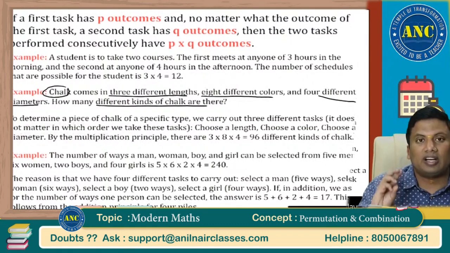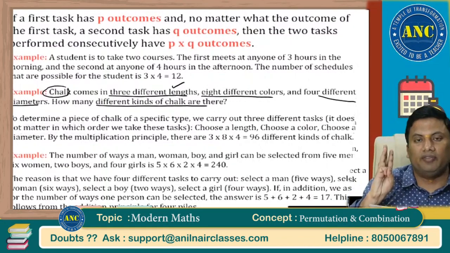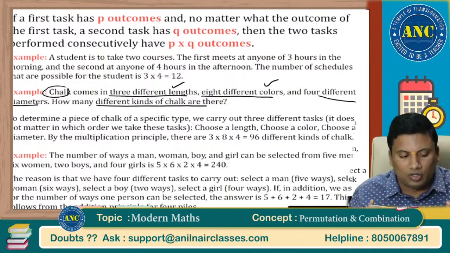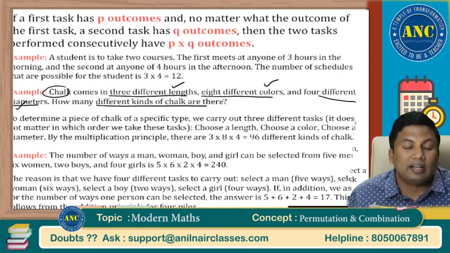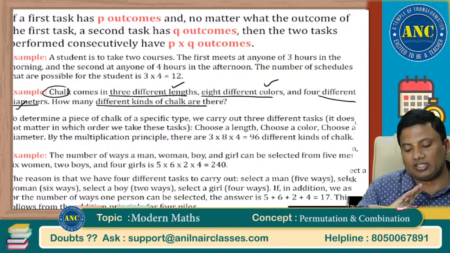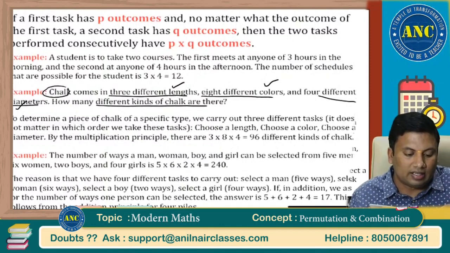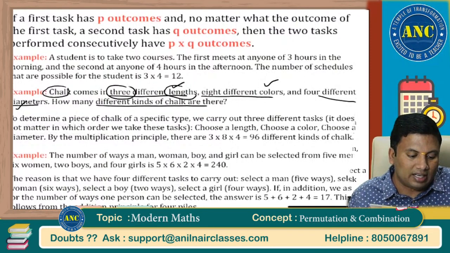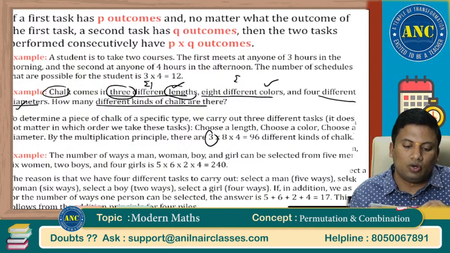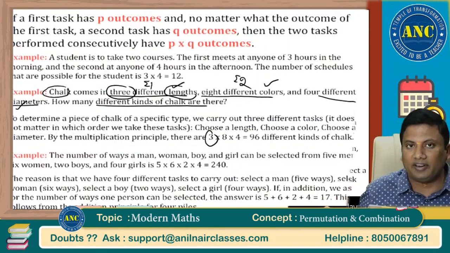Now see, what are the 3 events? First, I have to select based on length, event 1. Then I have to select based on color, that is event 2. Then I have to select based on diameter, that is event 3. In terms of length, how many are there? 3 different lengths. Event 1 is over. Event 2, I have to choose a chalk piece based on color. How many are there? 8 different colors.